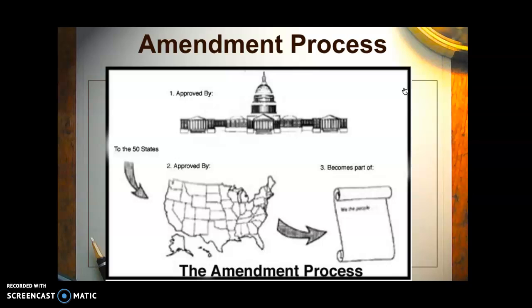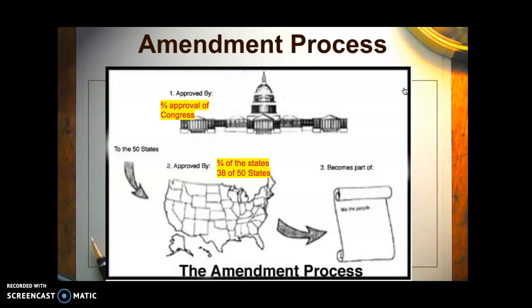In order for an amendment to get added to the Constitution, it has to have the approval of two-thirds of Congress. So two-thirds of the Senate and two-thirds of the House of Representatives have to say, yes, this is a valid amendment and we want it to be added to the Constitution. But it isn't immediately added to the Constitution. Actually, from the Congress, it goes to the 50 states. And if we wanted to add an amendment today, 38 of the 50 states would have to approve it, or three-fourths of the states.